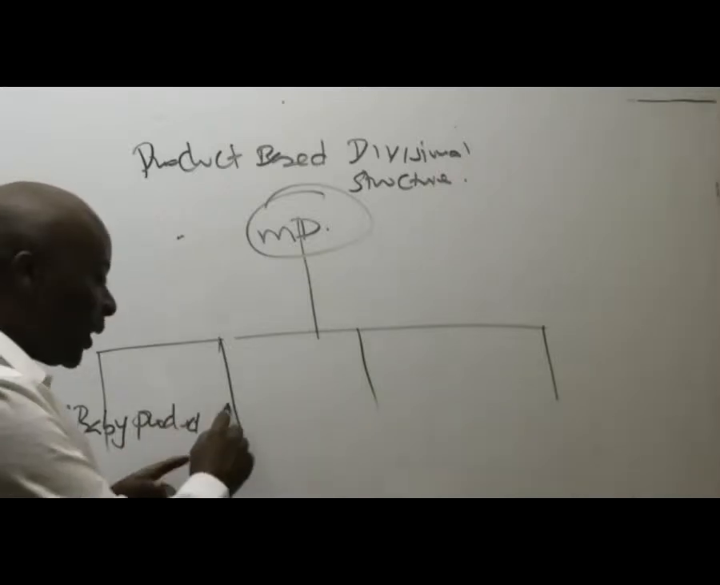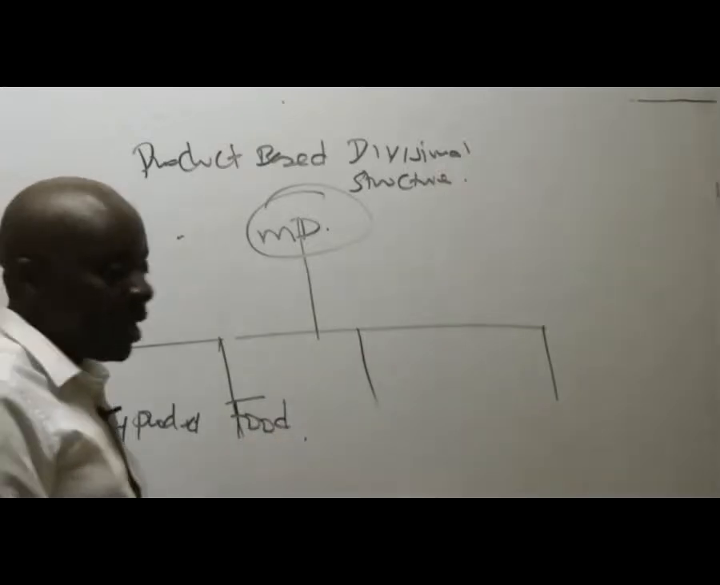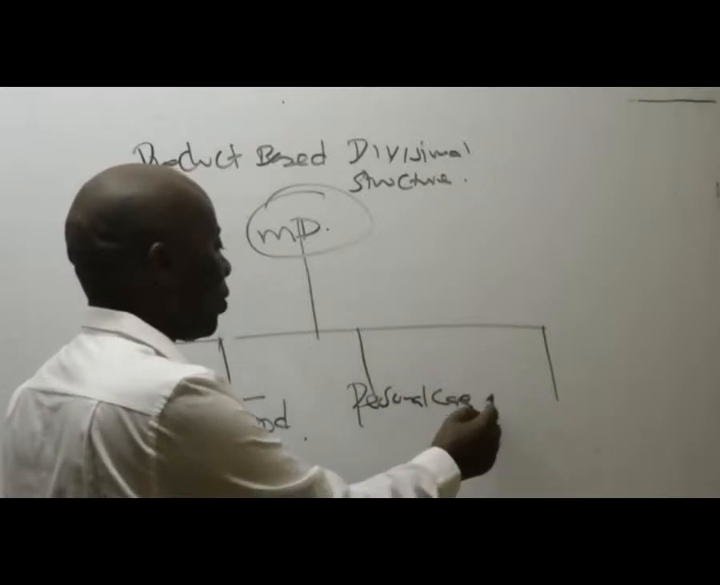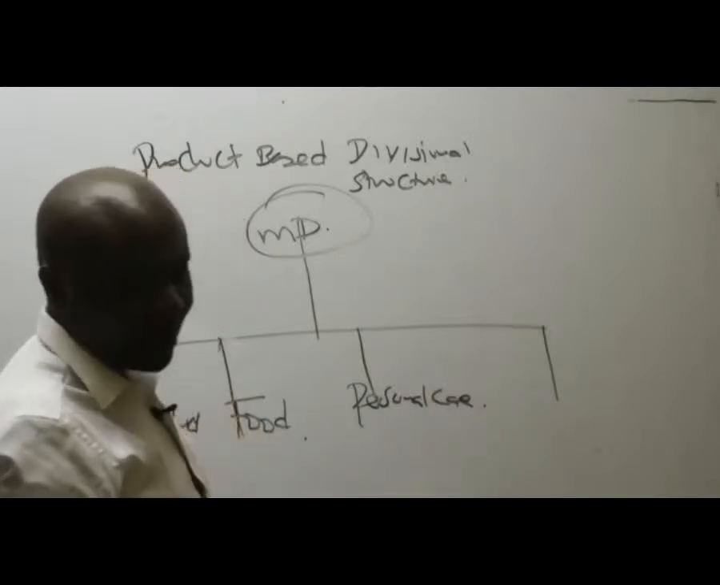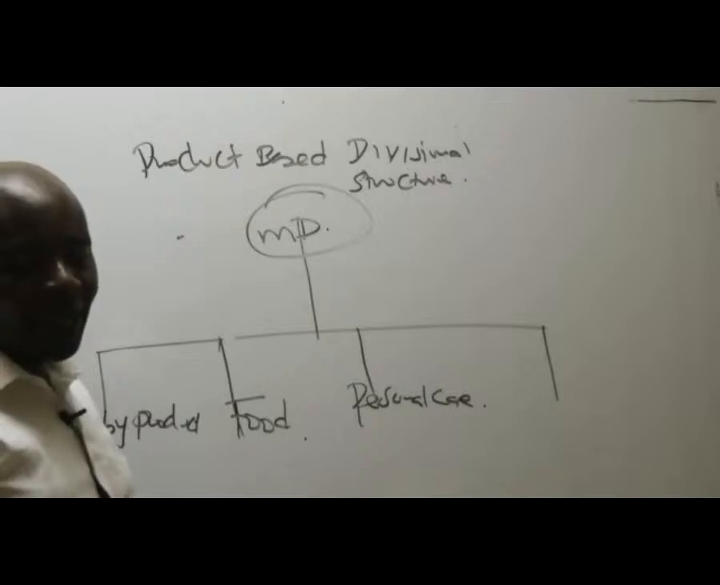I'm copying what you are giving me. Food. From paragraph number 1, they have given us the products. We have products for personal care. Personal care. Is there any other type of product?